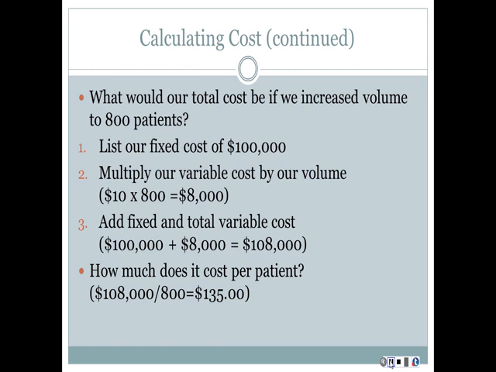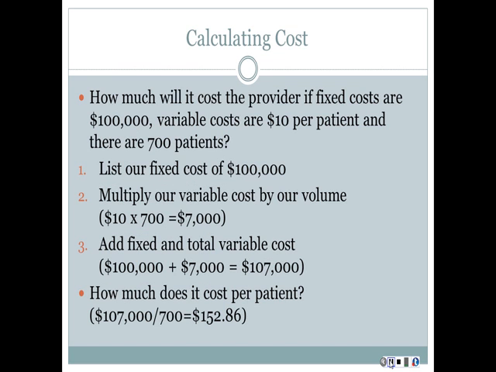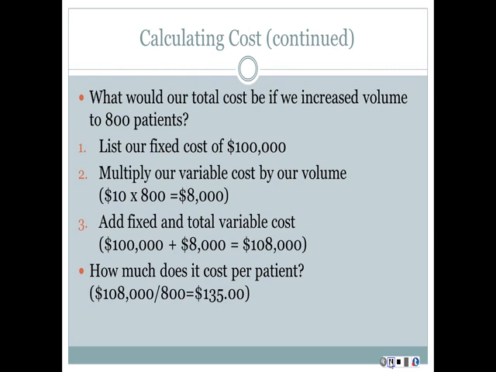Well, how much does it cost per patient? We take our 108,000 divided by 800, and we see that now our cost per patient is $135. It has gone down from $152.86 down to $135. Now we'd have to charge $135 to break even.